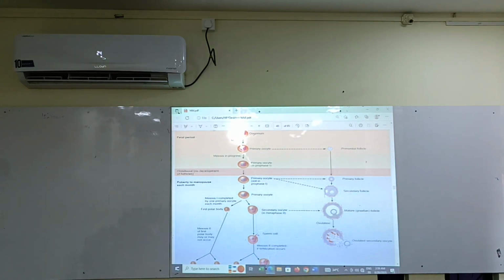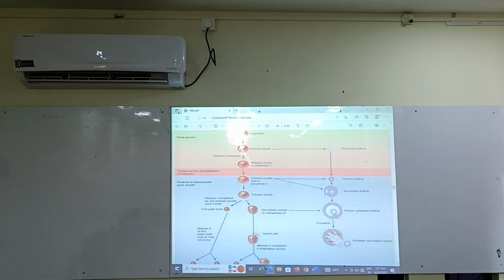So now if I ask you, when does oogenesis start? During the fetal life. Achha, where is oogenesis taking place? In the uterus or in the ovaries? Ovaries. It's a no-brainer. And it begins during the fetal life.